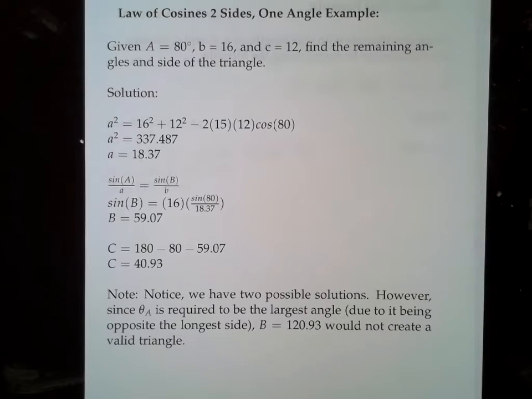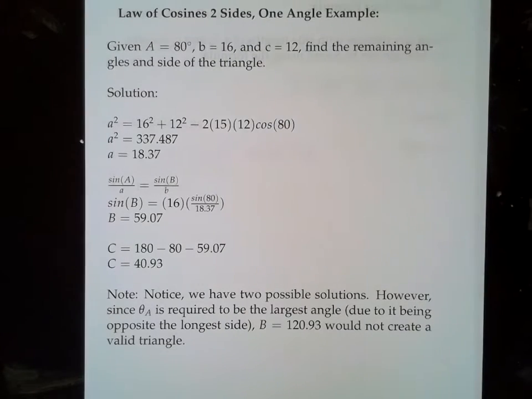All right, so let's look at another example for this one as well, when we're given two sides and one angle. So this time, I'm just giving you information, and you would have to draw the triangle yourself. So given angle A is equal to 80 degrees, side B is equal to 16, and side C is equal to 12, I want to find the remaining angles and the additional side of the triangle.